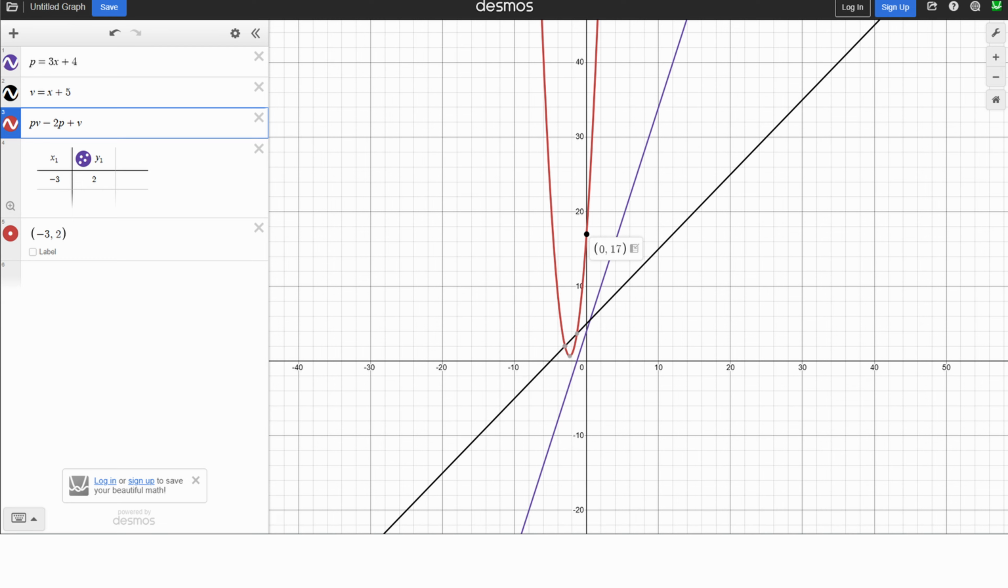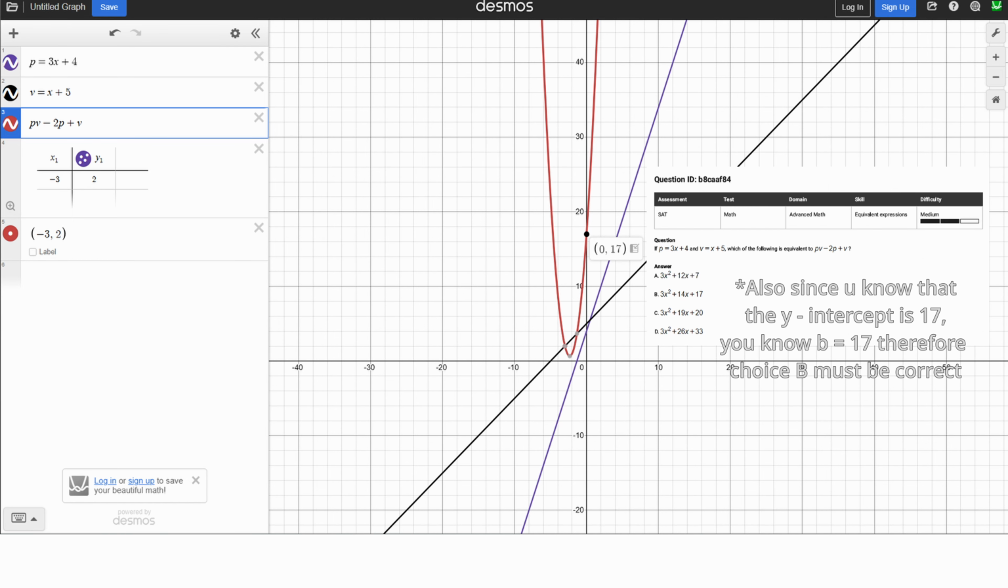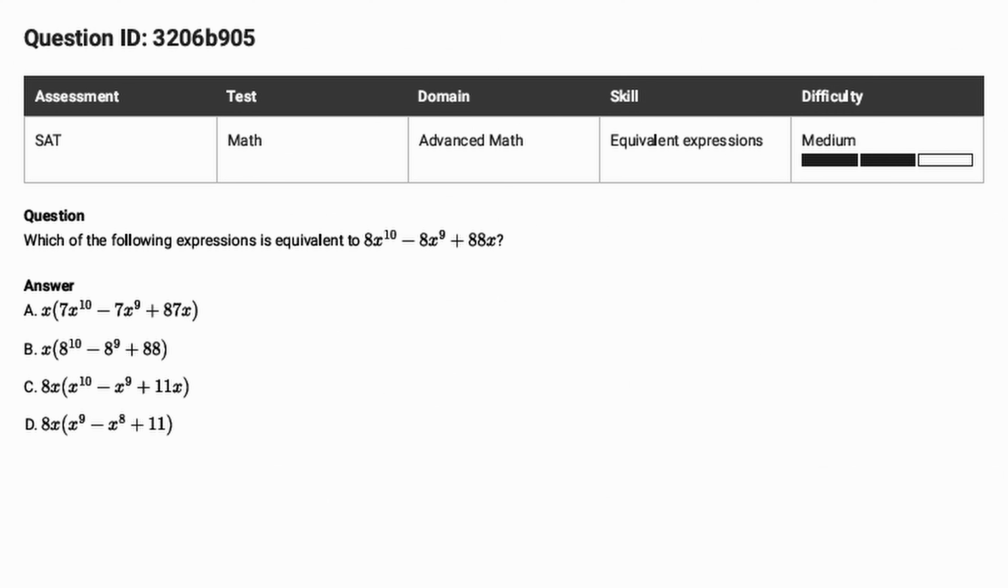So this is actually a cheat code, guys. Please don't sleep on this, and let's move on to the next one. Which of the following expressions is equivalent to 8x to the 10th minus 8x to the 9th plus 88x? All right, so just from looking at this, I'm seeing that there's going to be factoring involved again. So I don't even think Desmos is necessary here. We're just factoring out the 8 and we're factoring out the x. So when we do that, we get 8x, x to the 9th minus x to the 8th plus 11. And the correct answer is D. So yeah, that one was pretty simple.